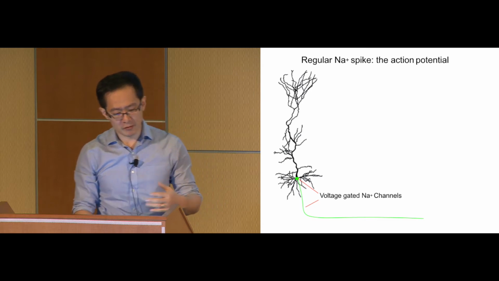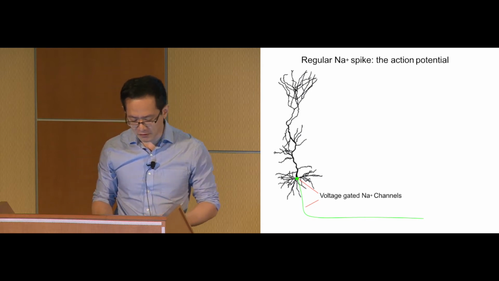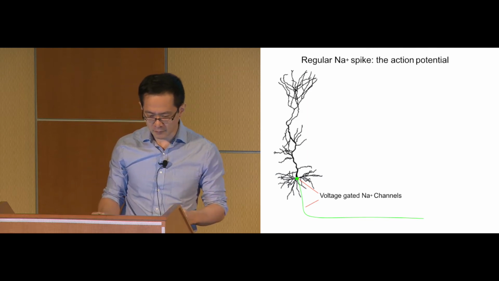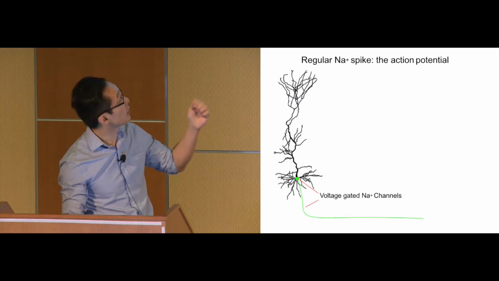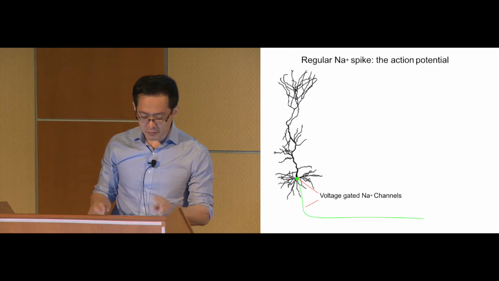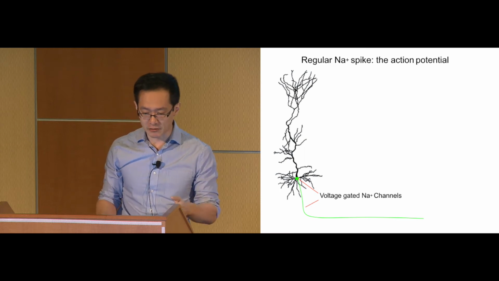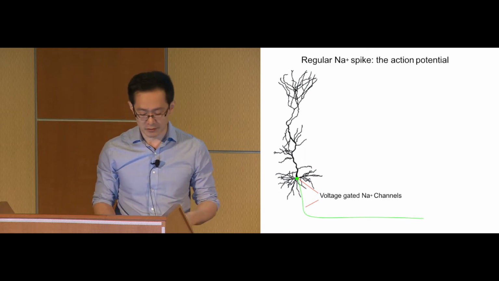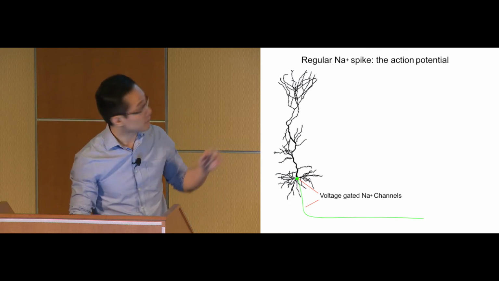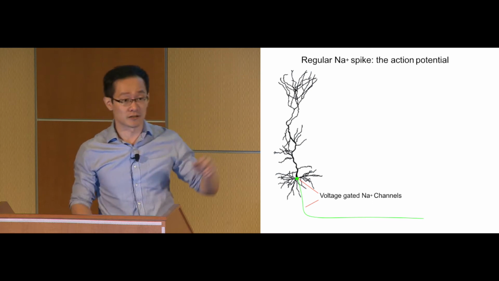So let me go through these three different channels one by one and discuss their functions and impact on dendritic computation. First, I want to say something about the regular sodium spike, the action potential. The voltage-gated sodium channels are responsible for the generation of action potentials, along with the voltage-gated potassium channels. These channels are concentrated near the cell body and on the axons of the cell.